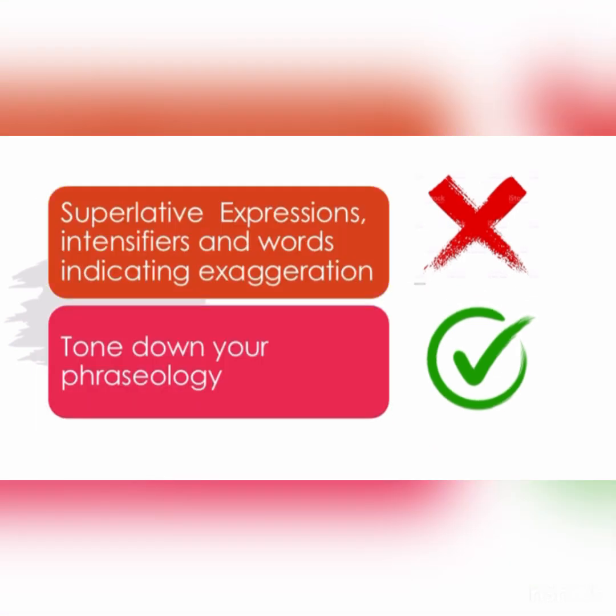Next one is superlative expressions or intensifiers and words indicating exaggerations. These kind of words should be avoided in an academic paper. And instead of these kind of words, we have to tone down our phraseology. Superlative expressions like perfect, best, worst, most. All these are superlative expressions. So you have to tone down your phraseology, like accomplished or experienced or outstanding, or comparatively inferior.